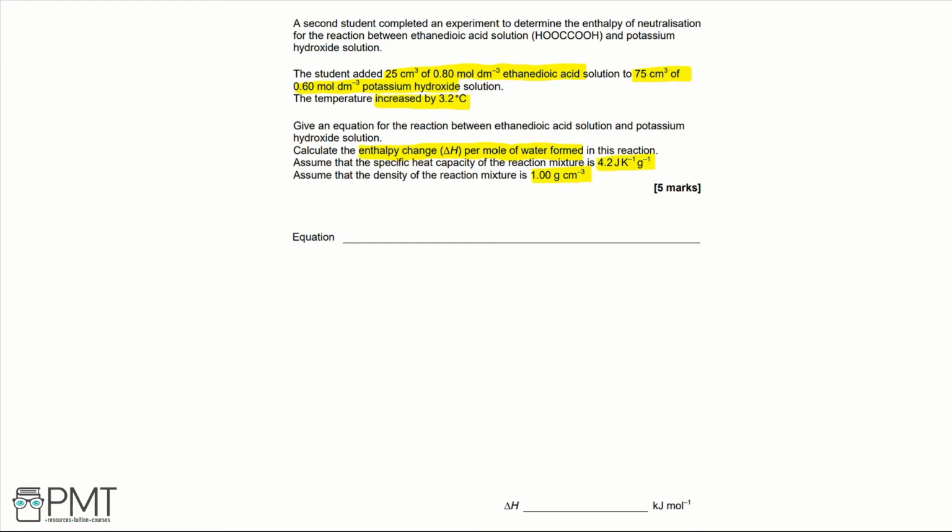The first thing we're going to do is write an equation for the reaction between ethane dioic acid solution and potassium hydroxide solution. So ethane dioic acid is 2 carboxylic acids joined together with a carbon-carbon bond. And when you react with a base or an alkali, such as potassium hydroxide, you're going to produce carboxylate ions. An example of a carboxylate ion is here, where in the carboxylic acid you'd normally have your OH. In a carboxylate ion, this OH becomes an O-. So that's going to be what we produce, and it's going to bond with the positive potassium.